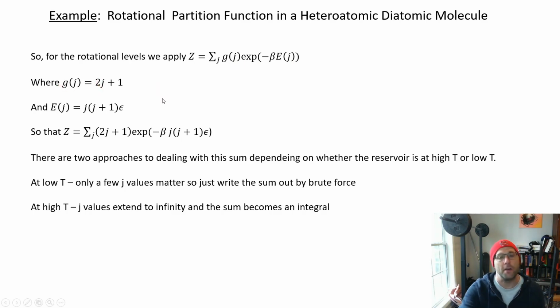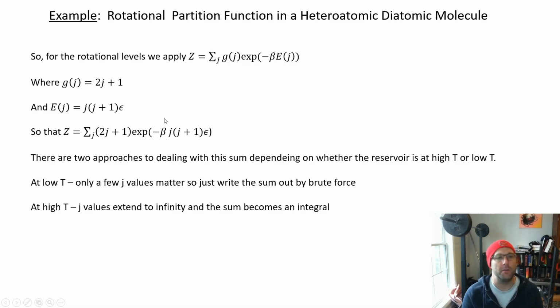Because all the m_J values go from minus J to plus J in steps of 1, passing through 0. And so this is how many there will always be. Again, hoping you have some recollection of that from your modern physics or maybe chemistry. The energy function we already know. Those are just the rotational levels. And so we sub that in.